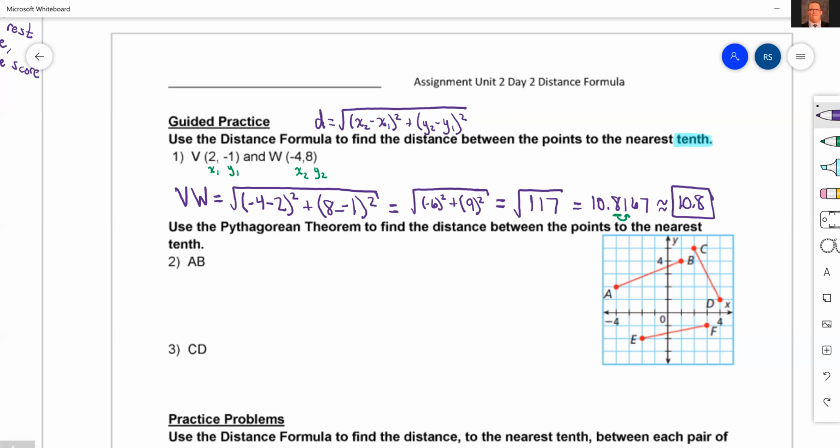Okay, that's distance formula. Now we do the Pythagorean theorem, and then we're also going to still do the nearest 10th. So 2 asks us about AB. Well, how much did I go up on AB? I went up 1, 2. How much did I go over? 1, 2, 3, 4, 5. So I went up 2 over 5. So to do this, I'll have 2 squared plus 5 squared equals c squared.